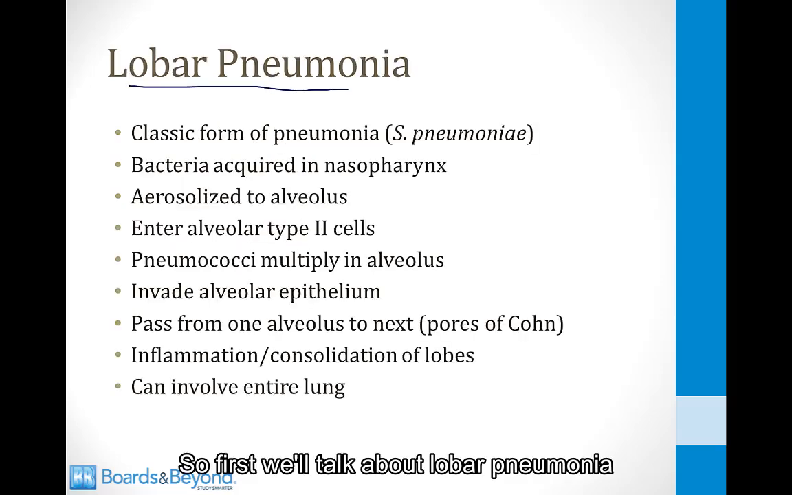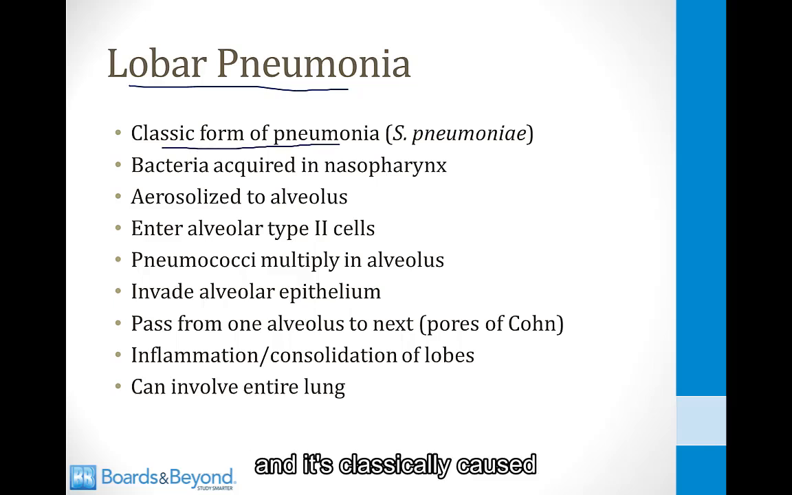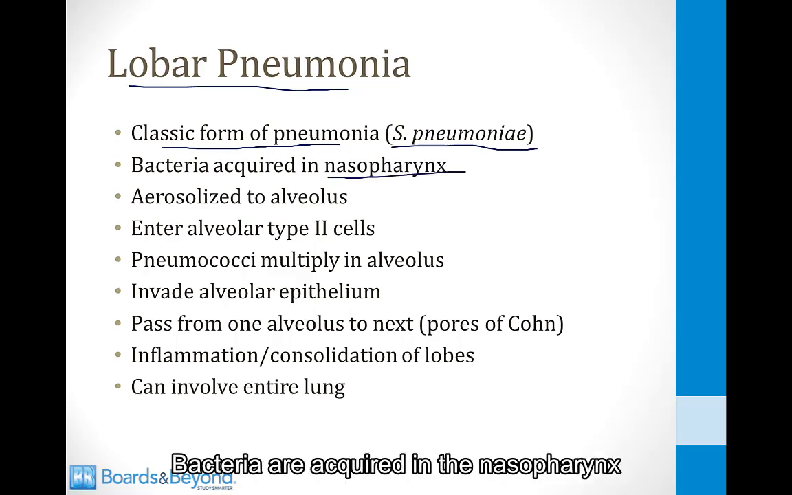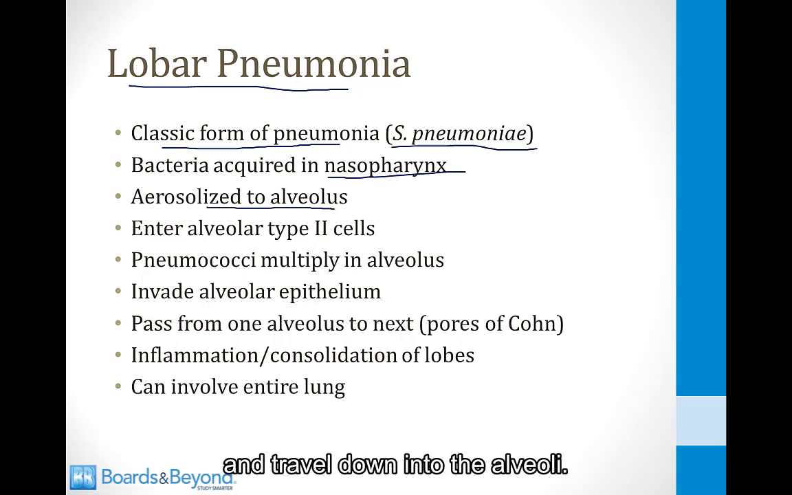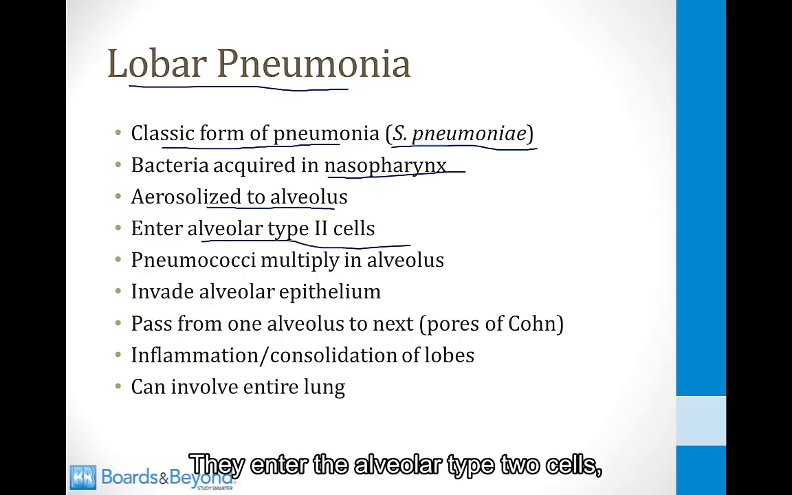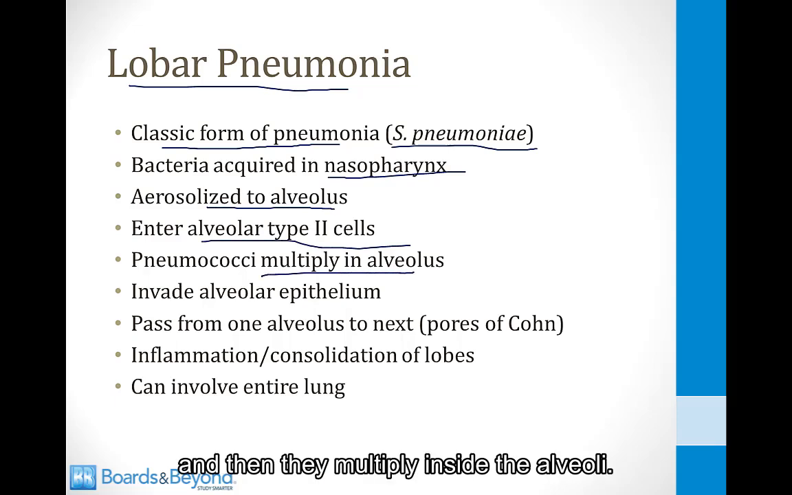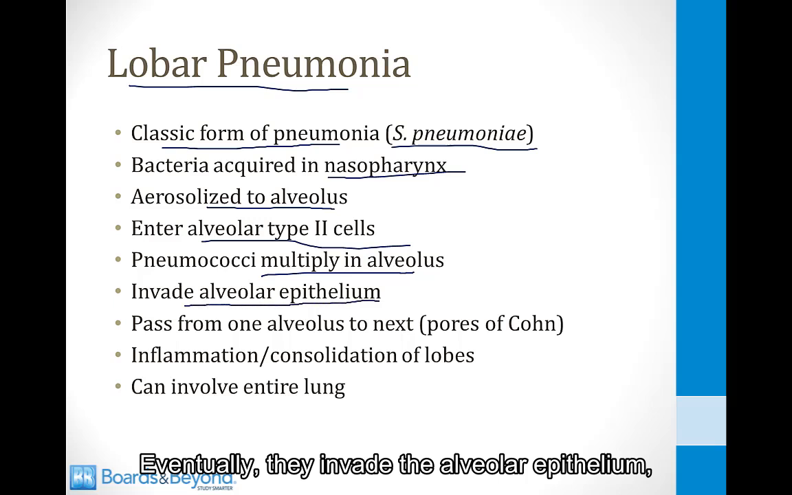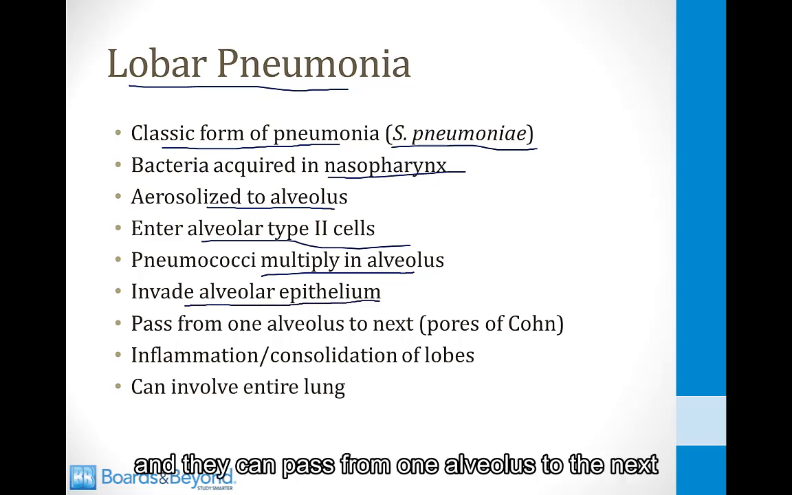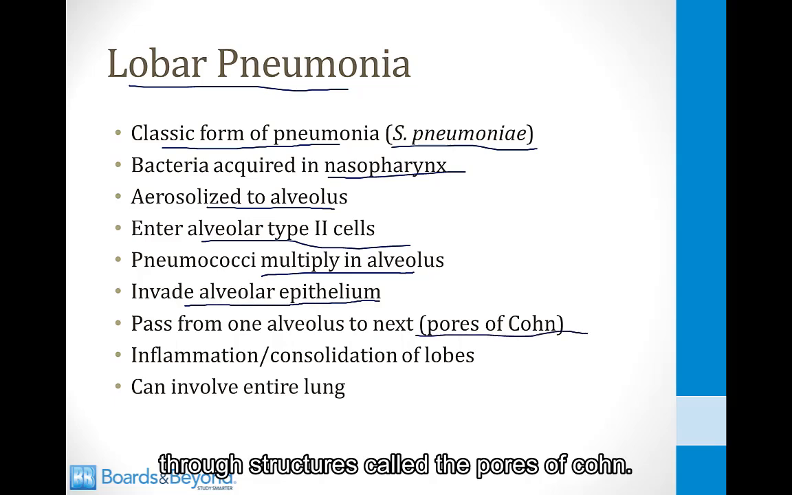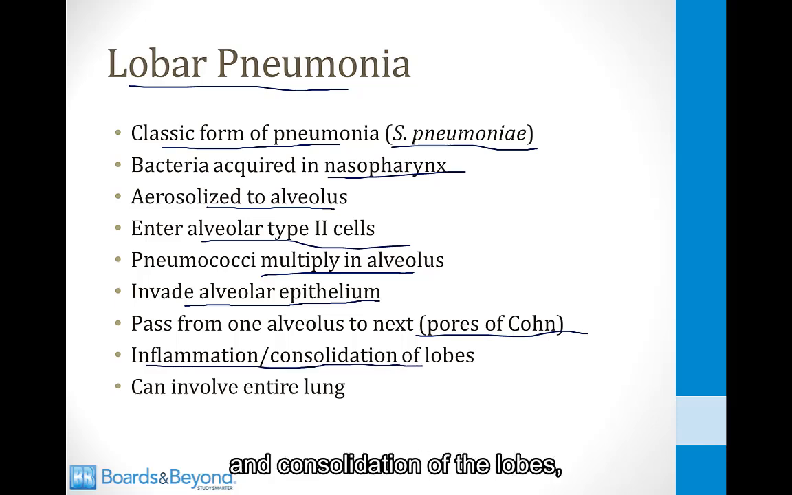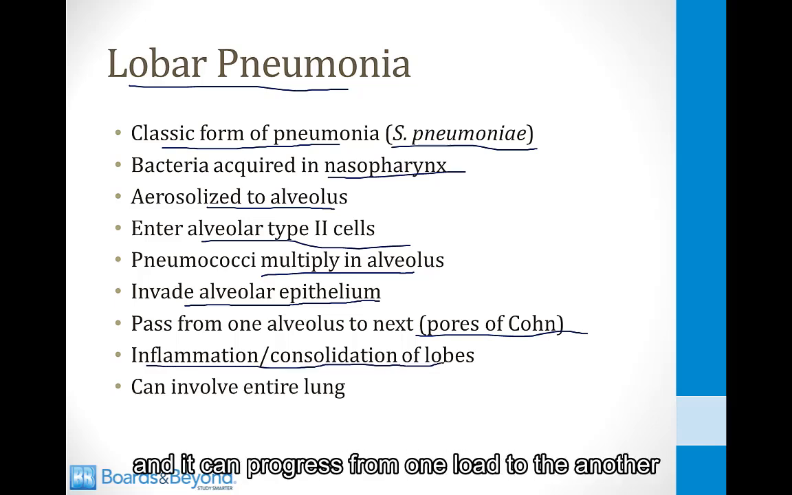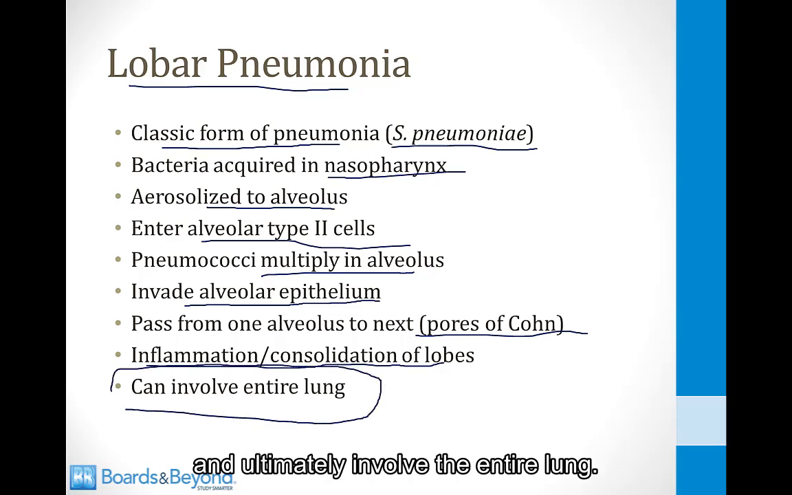So first we'll talk about lobar pneumonia, and like the name implies, this is pneumonia that involves one or more lobes of the lung. This is the classic form of pneumonia, and it's classically caused by the bacteria Strep pneumoniae. Bacteria are acquired in the nasopharynx, and then they become aerosolized and travel down into the alveoli. They enter the alveolar type 2 cells, and then they multiply inside the alveoli. Eventually, they invade the alveolar epithelium, and they can pass from one alveolus to the next through structures called the pores of Kohn. Eventually, you develop inflammation and consolidation of the lobes, and it can progress from one lobe to another and ultimately involve the entire lung.